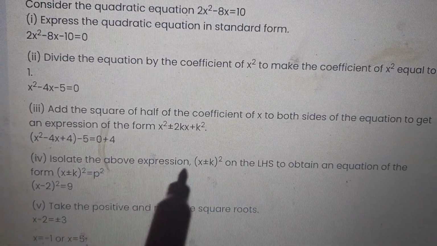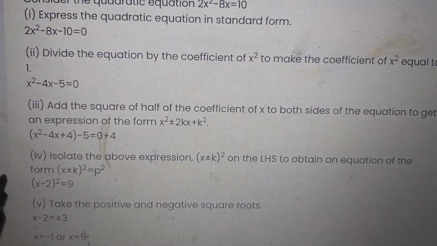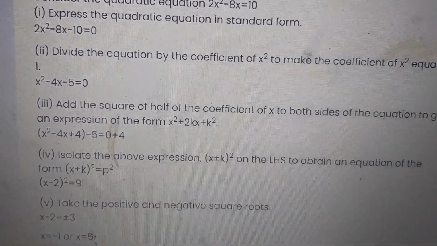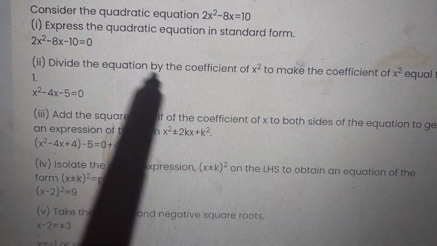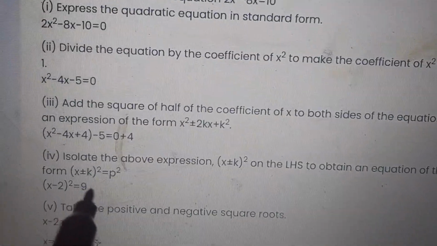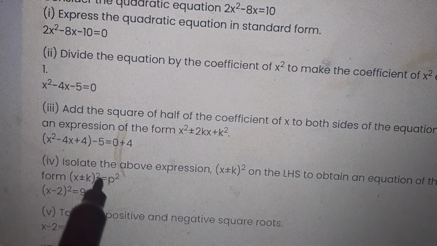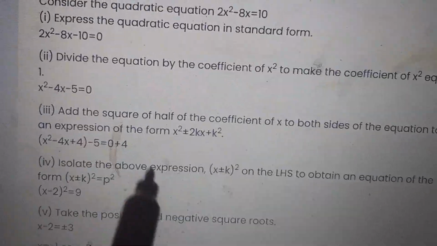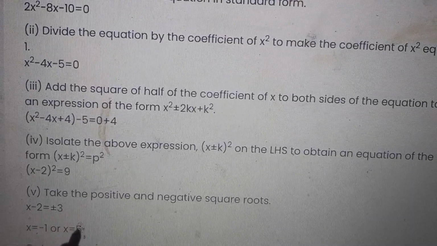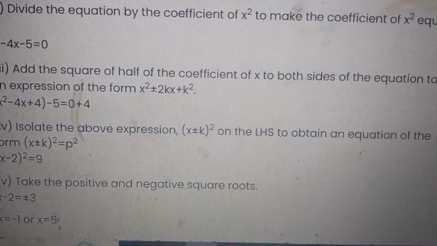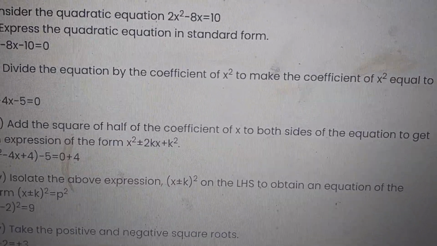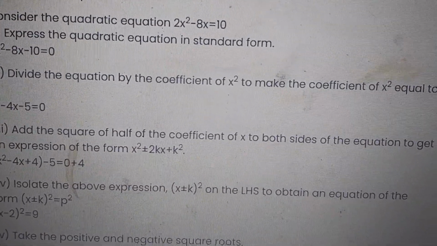So isolate the terms on the LHS to obtain the equation in the form x plus r minus k whole square is equal to p square. We have to change the given equation into this form. This is the formula. Then take the positive and negative square roots. We get x equal to minus 1 or x equal to 5. Like this we have to change the given quadratic equation into the complete square form.